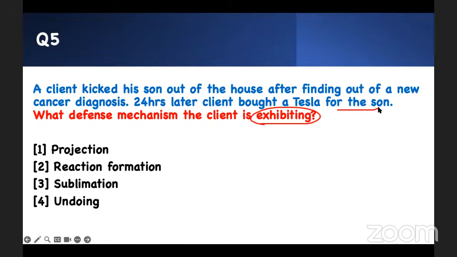In projection, I'm projecting my bad feeling on you. But in undoing, whatever I've done wrong, I'm going back actively trying to undo it, turn it into right. So when I kick you out, I went and bought a Tesla for you to undo the thing I've done. I hate it. I don't like what I did, kicking you out. So I'm pacifying you. Another way to see undoing is to say, I'm pacifying you.